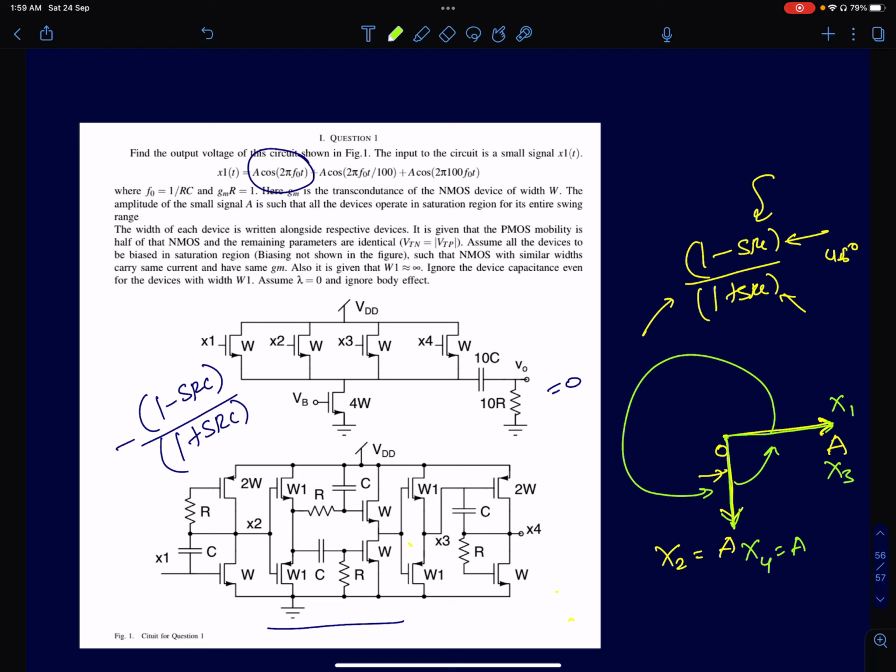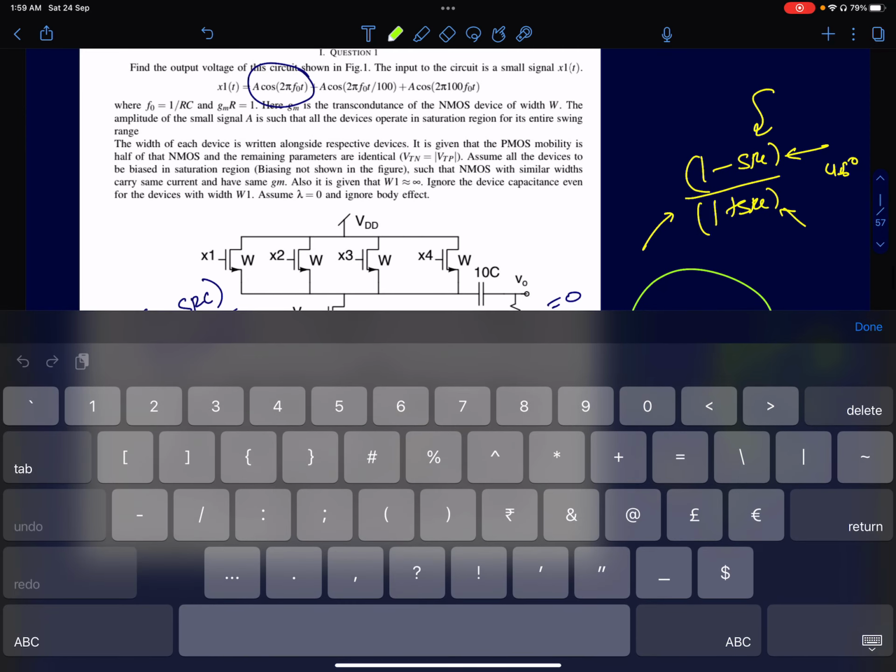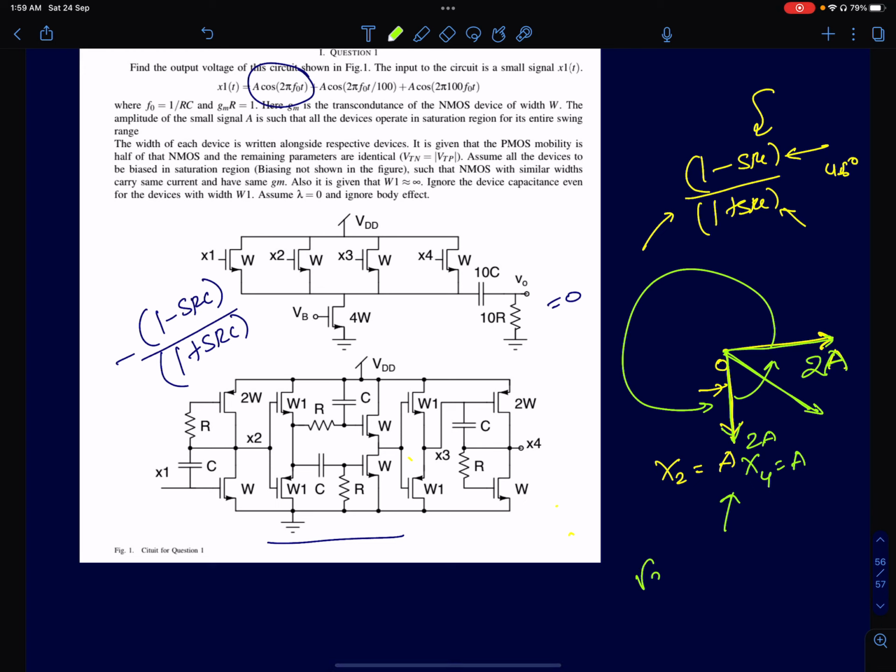So this is the output due to all the 4 phasors. Now, because X1 and X3 add in phase, the total phasor amplitude is 2A. The vector's amplitude is 2A. Similarly, this one will also be 2A. So the resultant vector will be in this plane, and the resultant vector's magnitude is going to be root 2 into 2A.